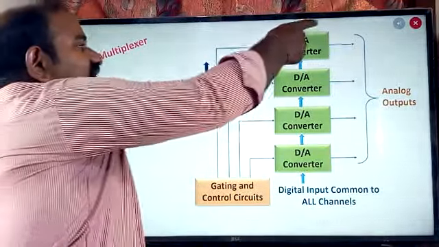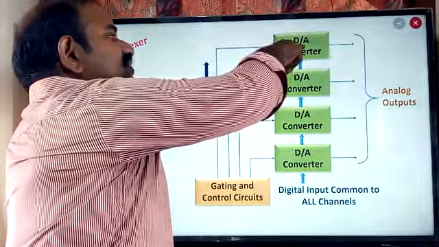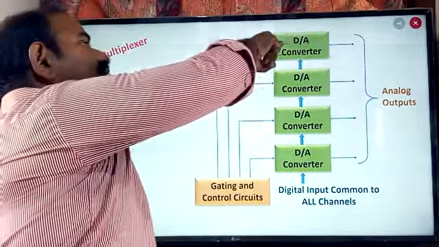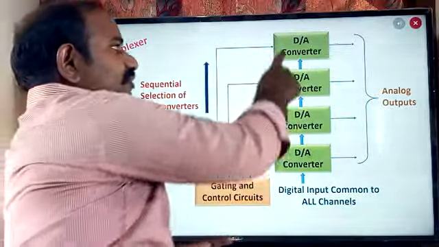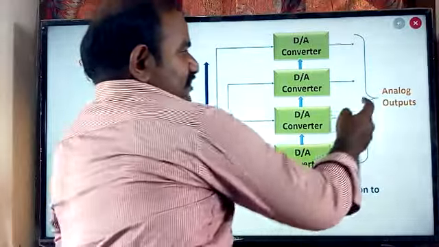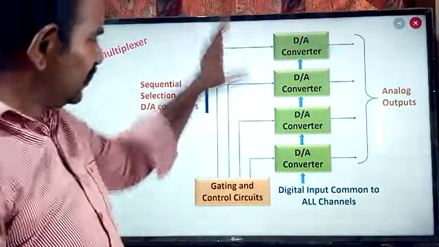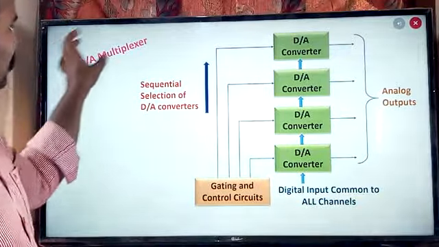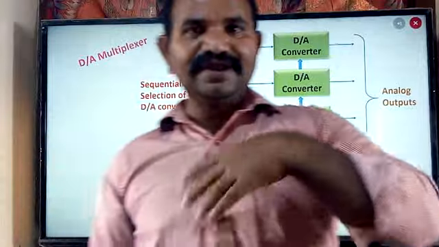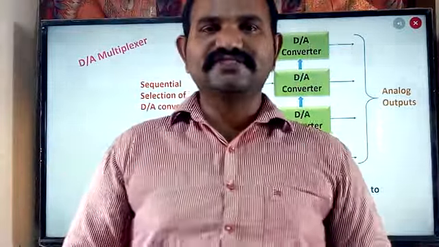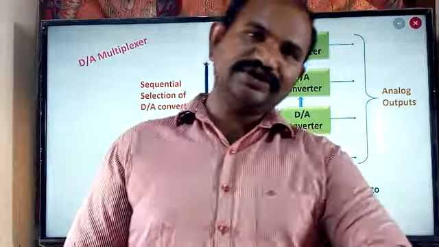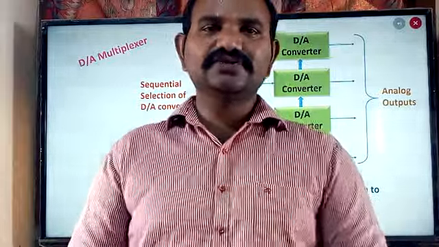Only that particular channel's DA converter is going to be enabled, and that DA converter converts the digital information into the analog format, and that analog information passes through the analog communication path. So this is one way of constructing the digital to analog multiplexer. What is the case here? When we are having many channels, all the channels are sending the information in digital, and we are converting that into the analog format using the digital to analog multiplexer.